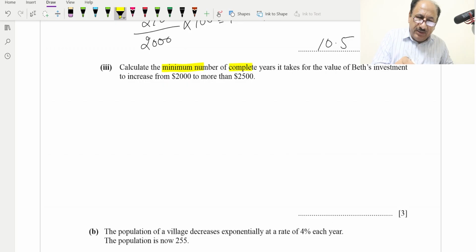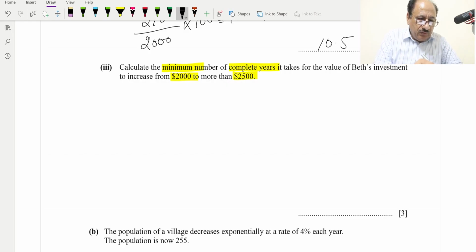Now next part, calculate the minimum number of complete years it takes for the value of Beth's investment to increase from 2000 to 2500. So how many years will it take? For this, the easiest way to solve this question. This is a tricky question which is always disturbing to the students.